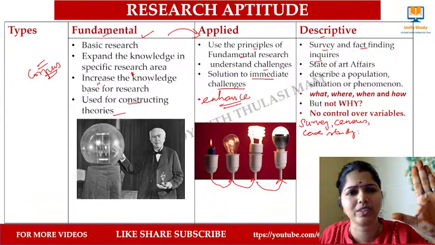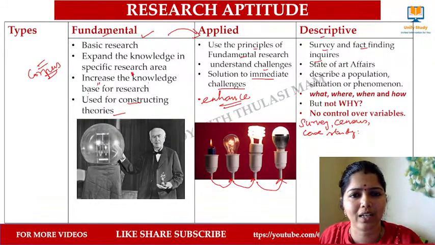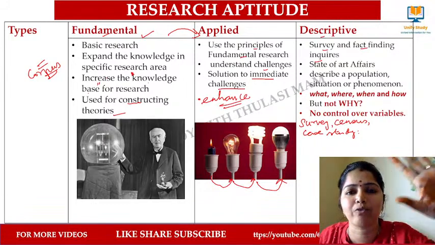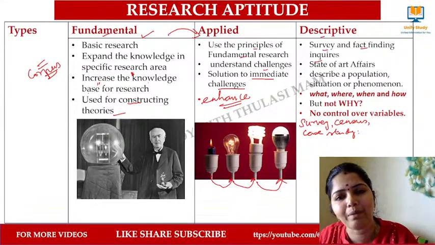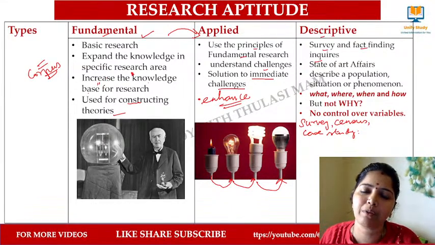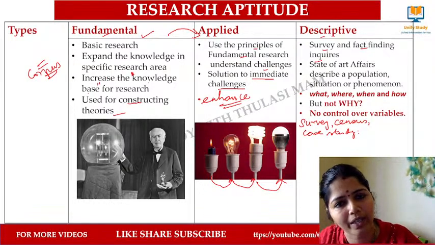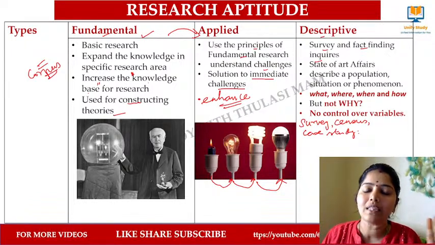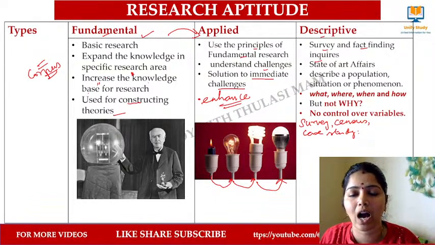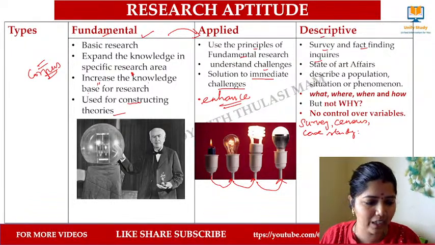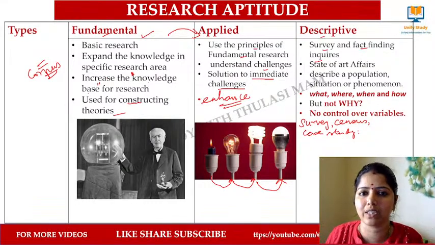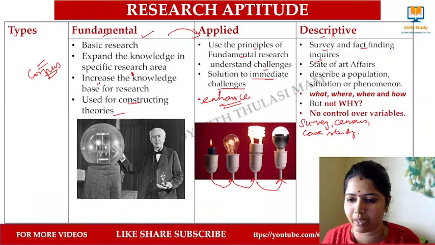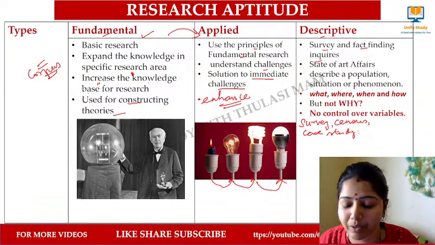This number of population is there in Tamil Nadu. This number of population is there in Andhra Pradesh. This number of population is there in Maharashtra. In each and every state, we have so many male, female and children. This number of people are working, this number are non-working. Number of children vaccinated, number of children non-vaccinated. That's all. They give me the state of the art of current affairs. At present, what are the things? So they will describe the population, a situation, or a phenomenon, and that we call descriptive research.